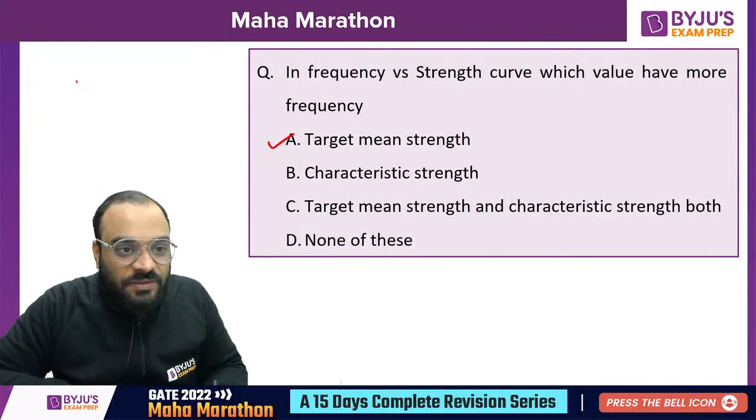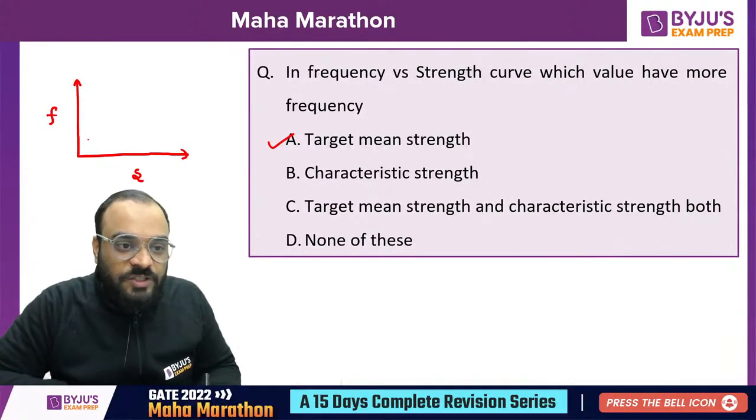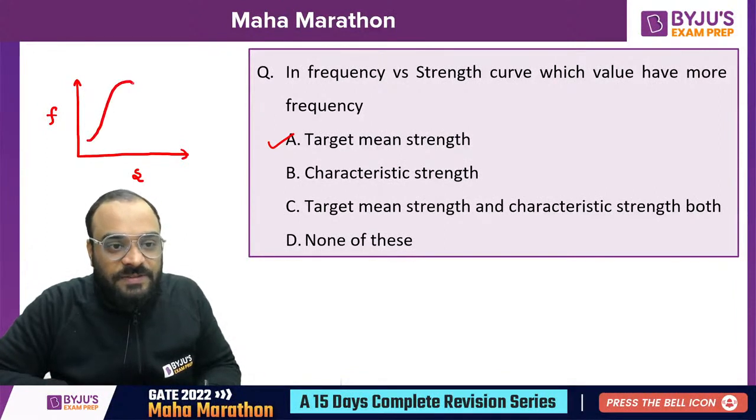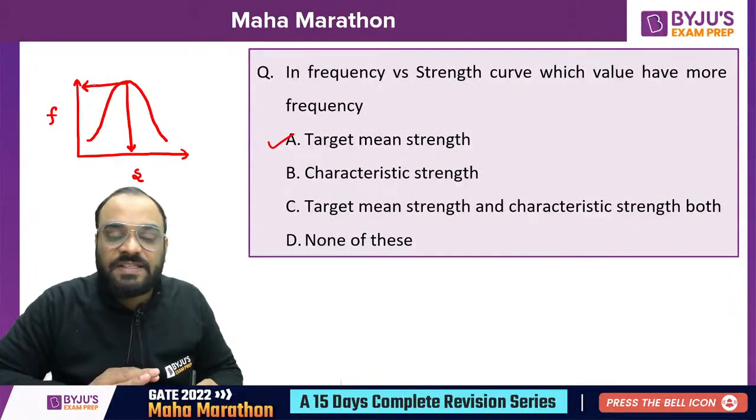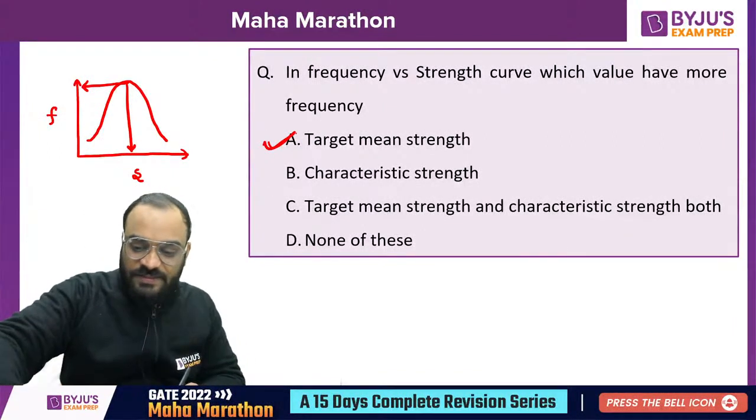We know that, guys, we have a curve like this, which is basically the frequency versus strength curve. So you know that on this particular y-axis, we need to write the frequency part, and on the bottom one, we need to write the strength part. So this particular curve is to be like this, right? And this is the value of target mean strength at which the frequency is highest. The frequency is highest. That's why, guys, the correct answer is A.